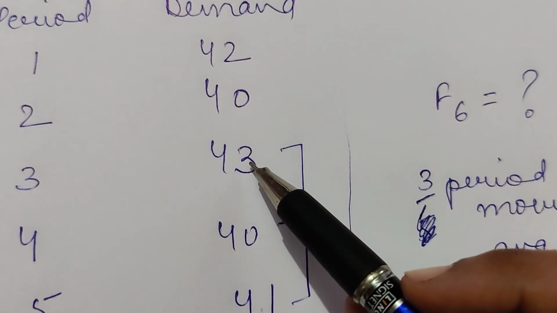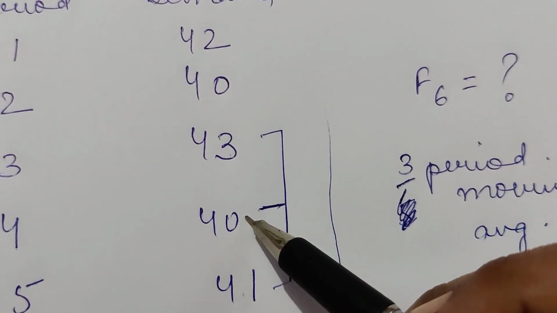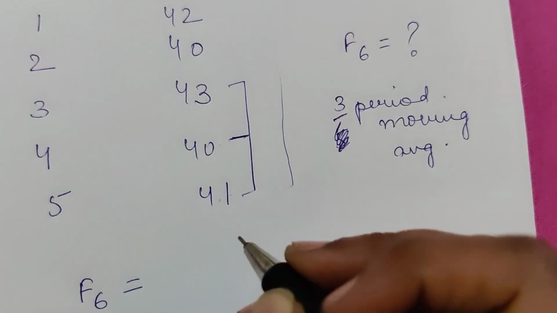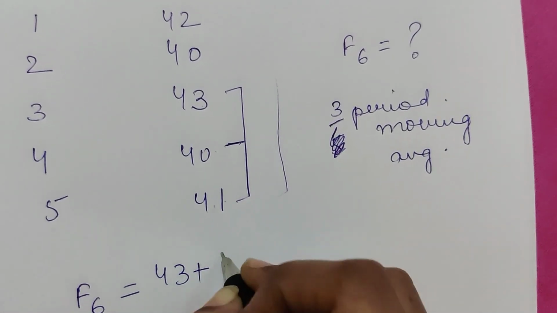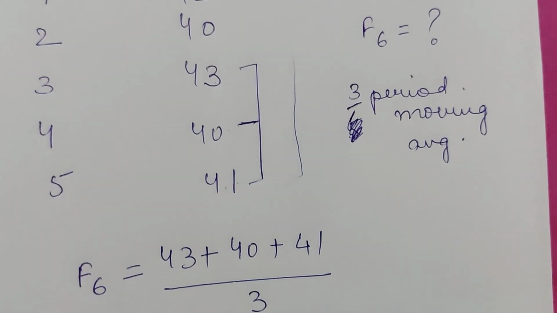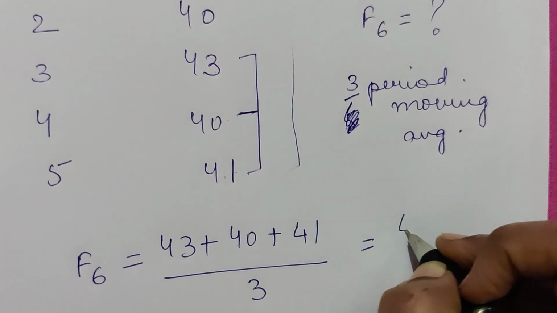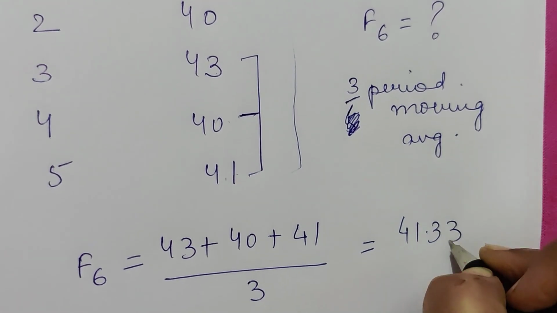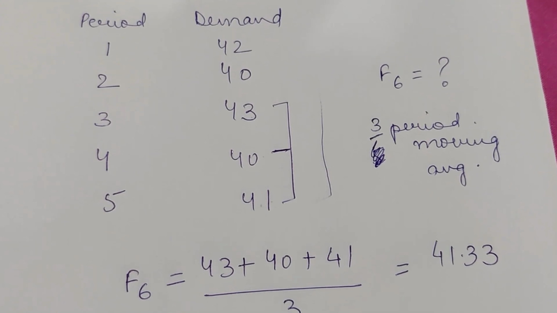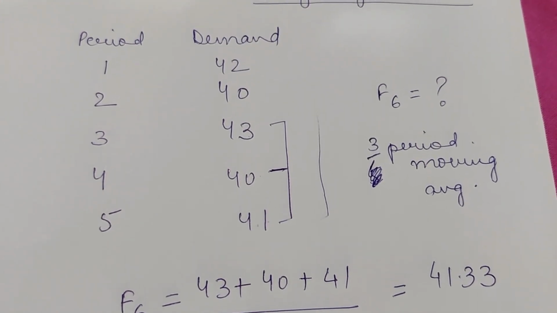So we will be considering the last 3 values 43, 40 and 41, and for this F6 will be equal to 43 plus 40 plus 41 divided by 3, which will be giving me the value of 41.33, right? So this is how we solve the numerical of moving average forecasting.